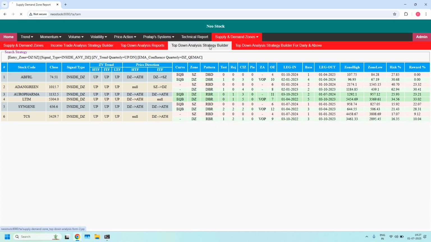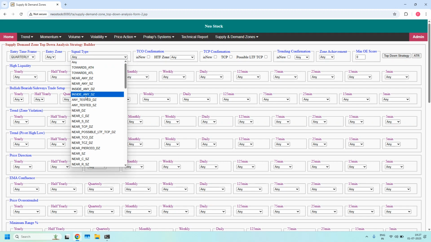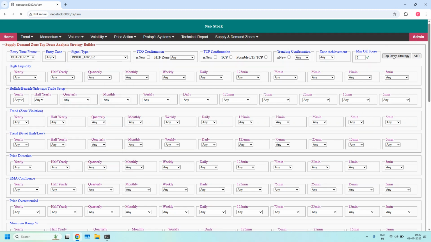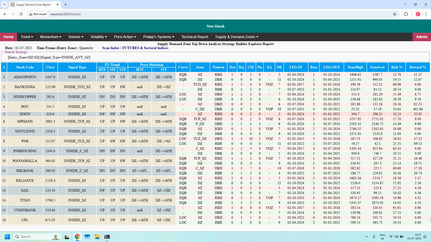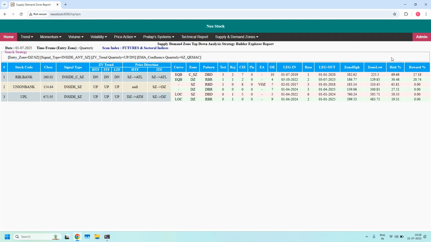Okay, next, quarterly time frame, price closed inside the quarterly supply zone. We got 16 stocks. Let us further filter based on quarterly supply zone having quarterly EMA Confluence, and also the trend on the quarterly should not be sideways. It can be up or down. We got 3 stocks.